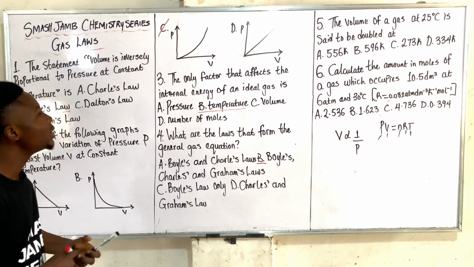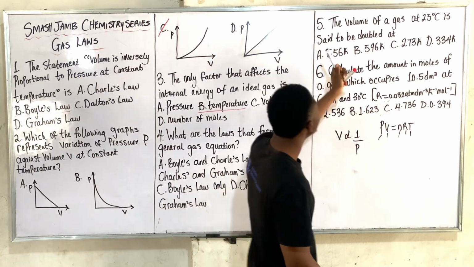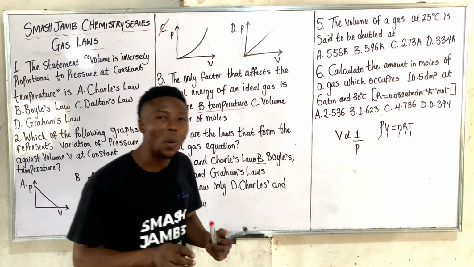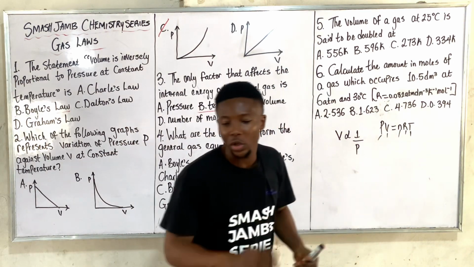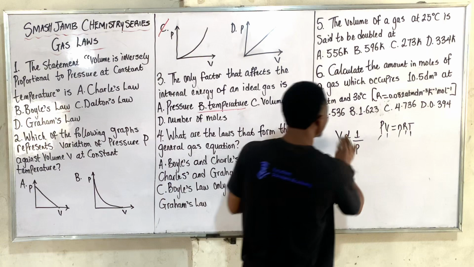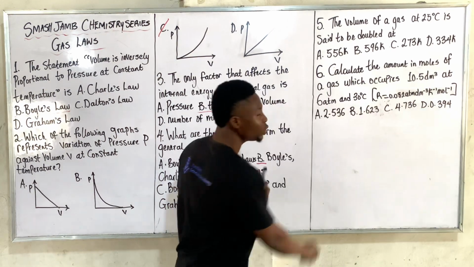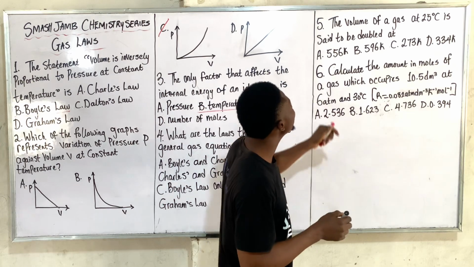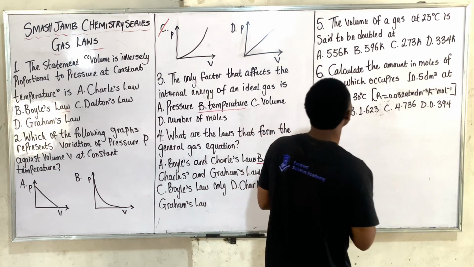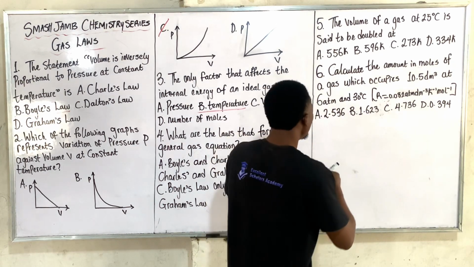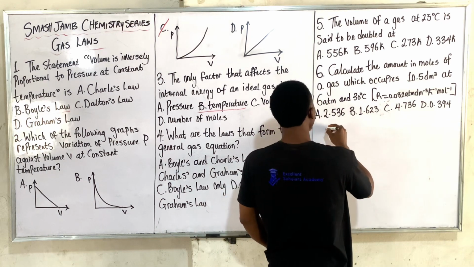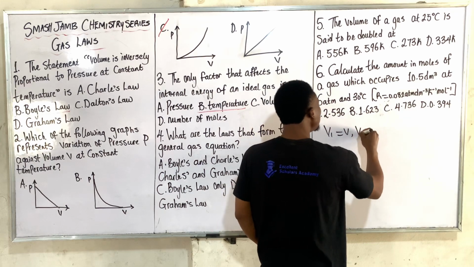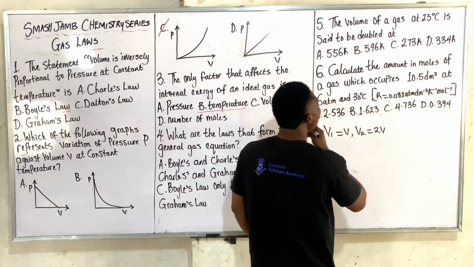Now the next question, number 5, says the volume of a gas at 25 degrees Celsius is said to be doubled at. Now this question is very technical, but we're going to solve it because it's very simple. Do not be afraid of this kind of questions. You just have to be technical while solving them. Let's say the volume of the gas V1 is V. They are trying to say V2 is going to be doubled at what temperature?